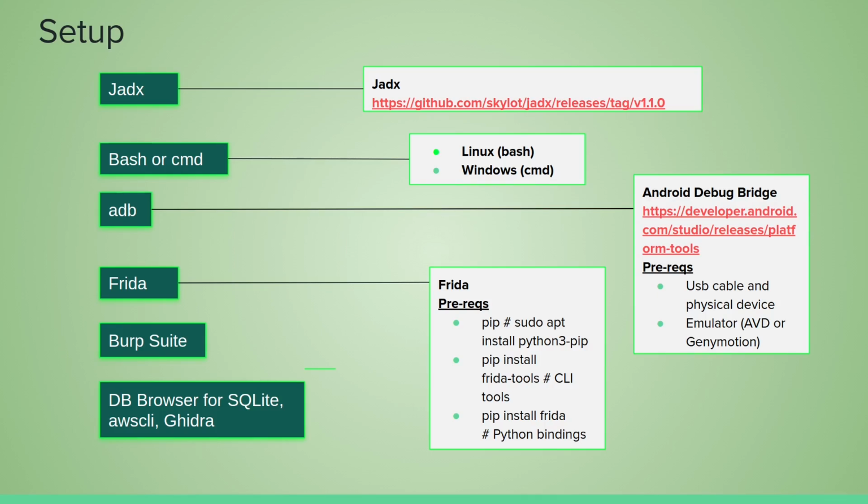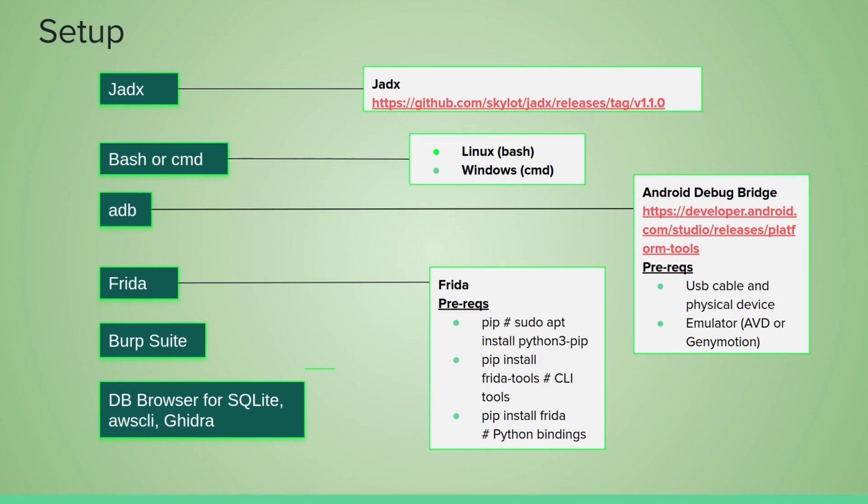ADB, or Android Debug Bridge, is an essential tool for pulling the APK off of your device onto your desktop so you can analyze it. The only prereq for ADB is having a USB cable. You'll need to connect the USB cable to your phone and your computer. Unless you use an emulator, you can actually download the application from GitHub and then drag and drop it onto the emulator instead.